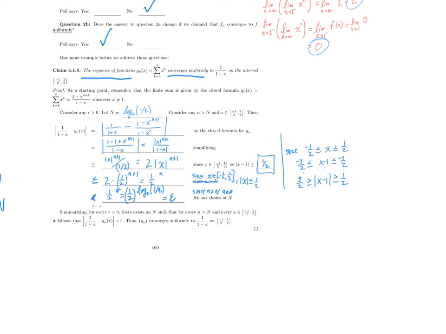Summarizing, this means that for every epsilon bigger than 0, there exists a big N, so that for every little n bigger than big N and every x in the closed interval from -1/2 to 1/2, we have that the difference between the alleged limit and the function g sub n of x is less than epsilon. This means that g sub n converges uniformly to that limit.